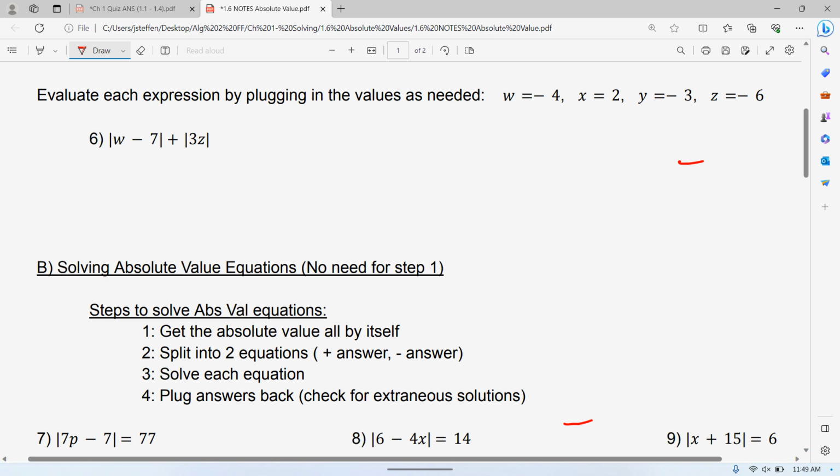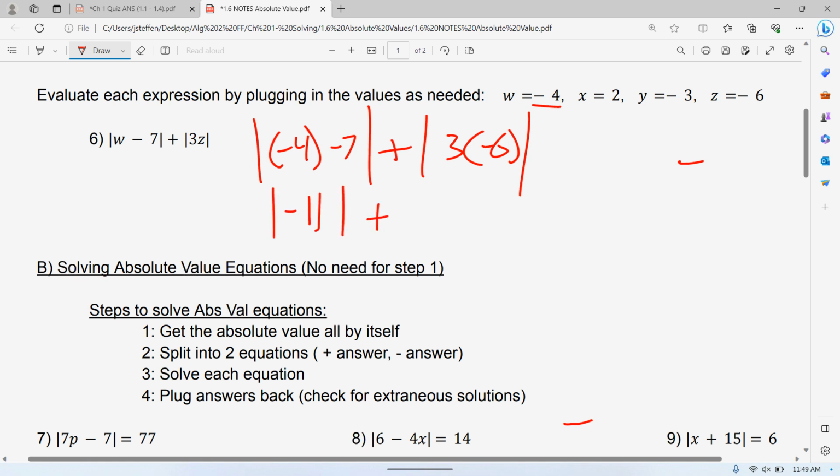A lot of students, if they try to decide when they do and don't need parentheses, inevitably end up not putting parentheses when they need them. So for me, every time you plug anything in, I always use parentheses. My W is -4, so in parentheses I put -4, -7, and plus 3, and then I plug in my Z. So -4 minus 7 is -11. 3 times.